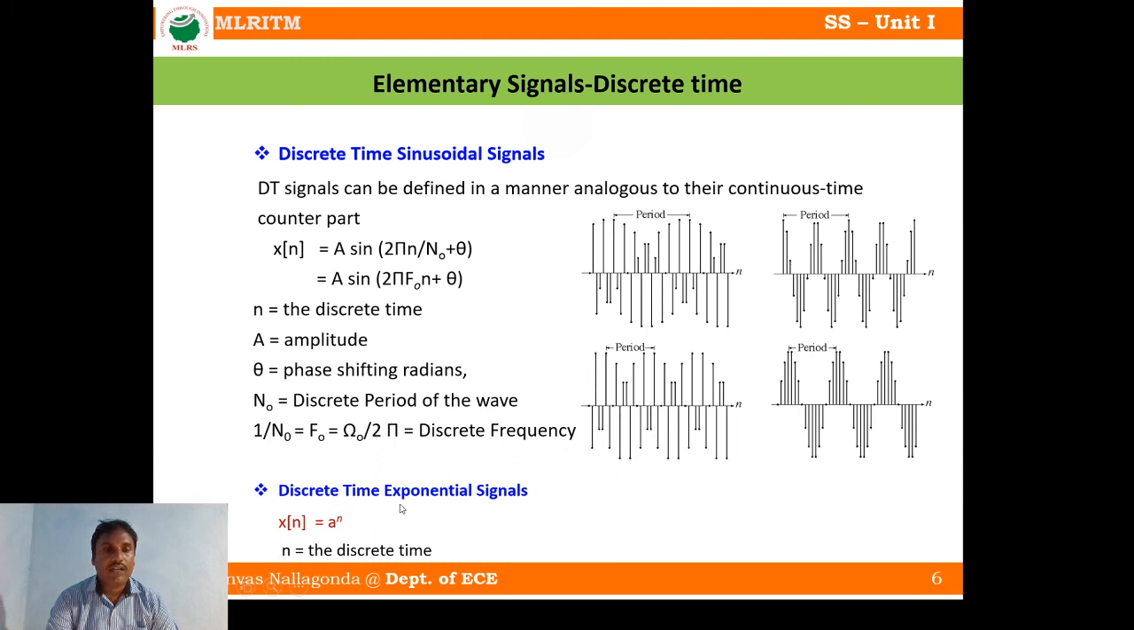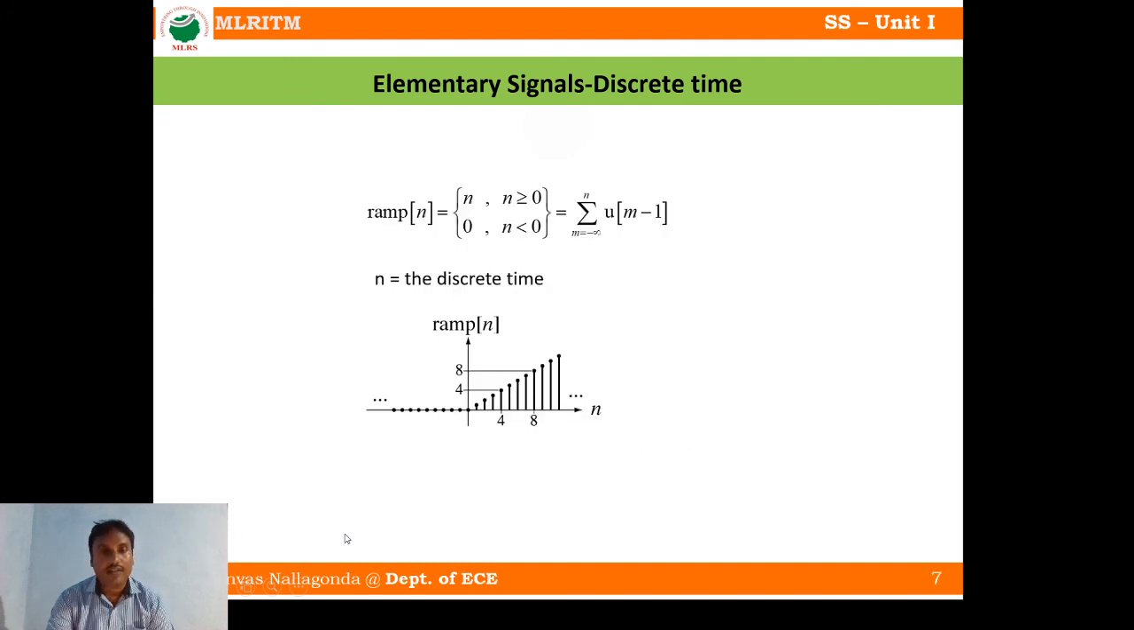Now let us see discrete time exponential signals. x of n is equal to a power n. That is the mathematical expression of the exponential signal in discrete form. In the continuous case it is e power at, but here it is a power n, where n indicates discrete time and a can be any integer value.